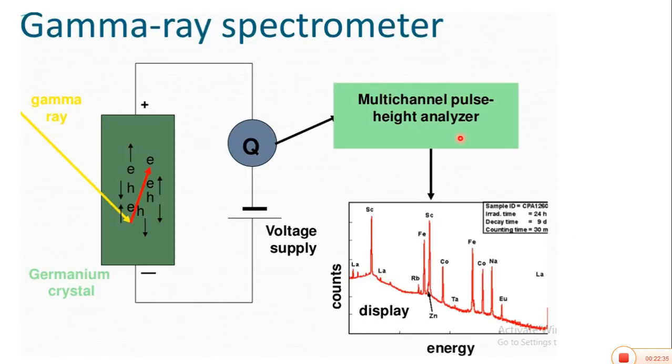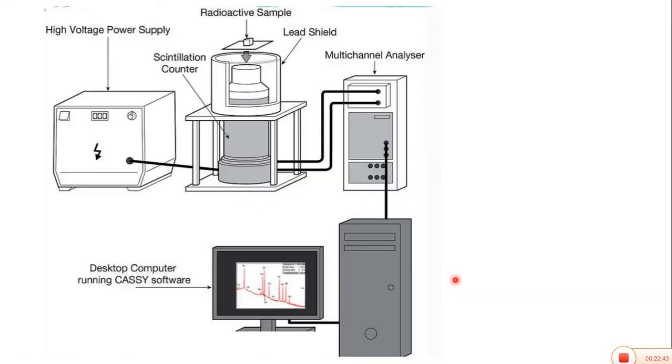If you see here, there is a multi-channel pulse height analyzer, and then this is a graph which is obtained through a computer and printer. This is a multi-channel analyzer, this is a detection system, and this you can see is the voltage control and processing unit and printing system.